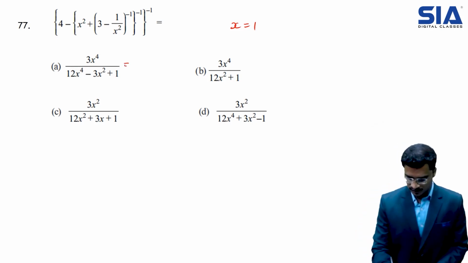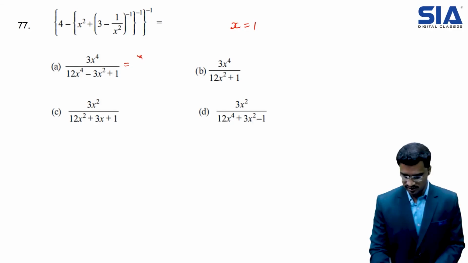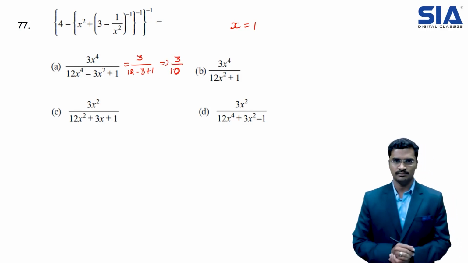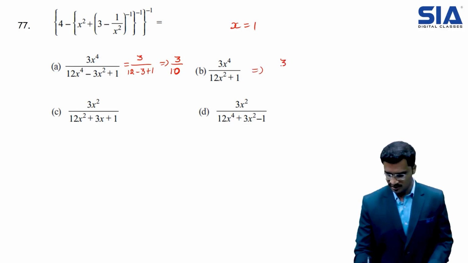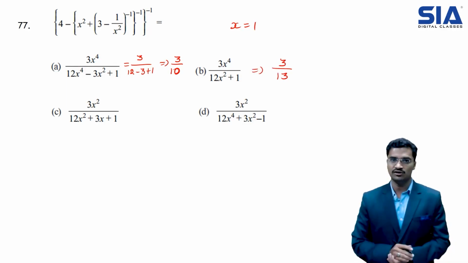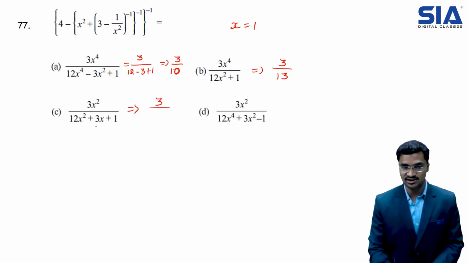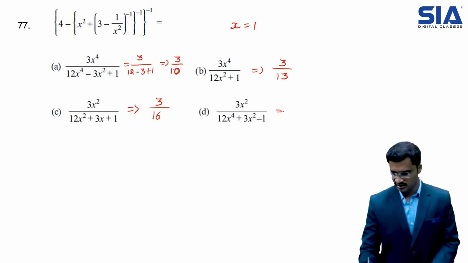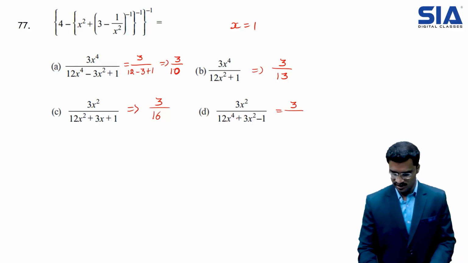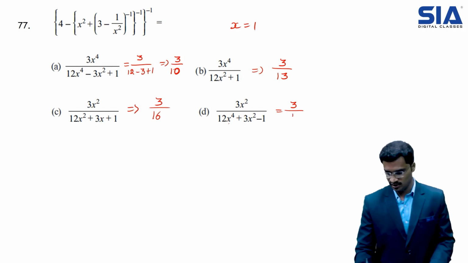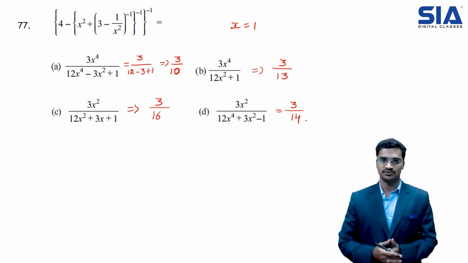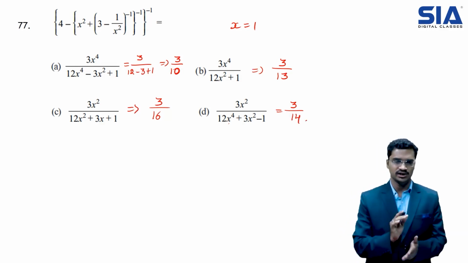So 3 into x, which is 1, 3 divided by 12 into 1 is 12 minus 3 plus 1. So in the first option I am getting the answer as 3 by 10, and in the second option I am getting 3 divided by 13, because the value of x is 1. Now in the third option I am getting 3 divided by 12 plus 3 is 15, 15 plus 1 is 16, and in the fourth option I am getting 3 divided by 12 plus 3 is 15, 15 minus 1 is 14. So I am getting different options.